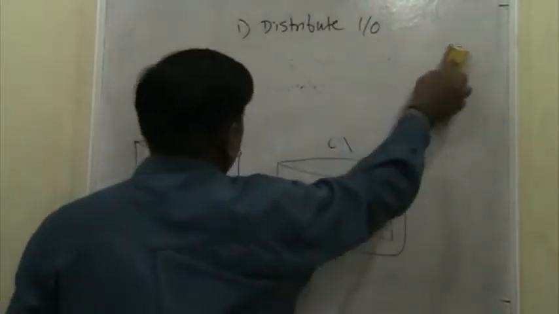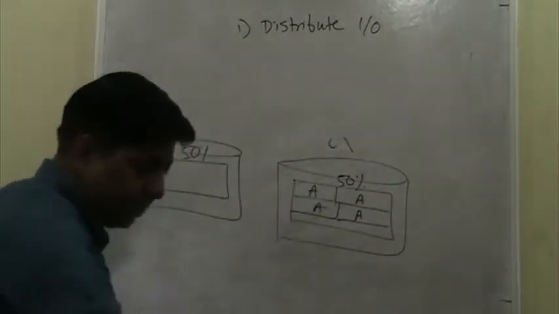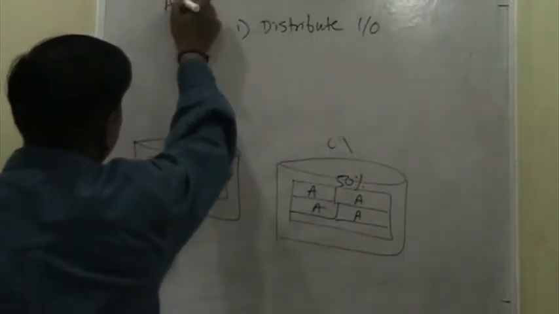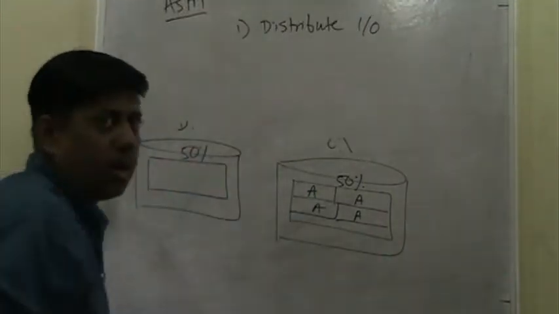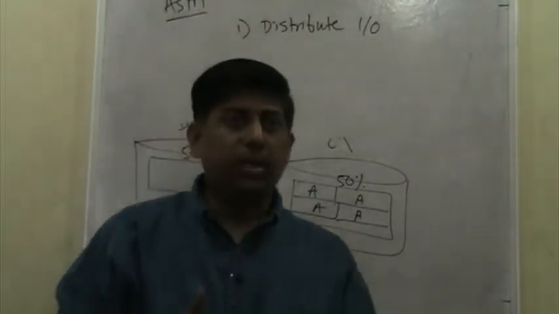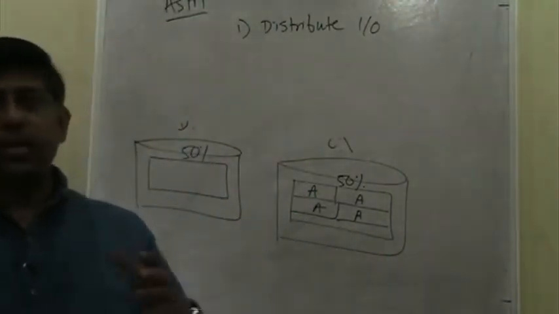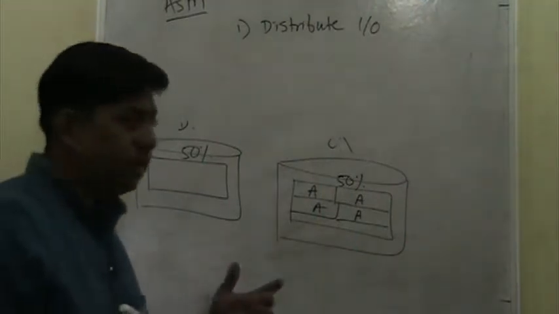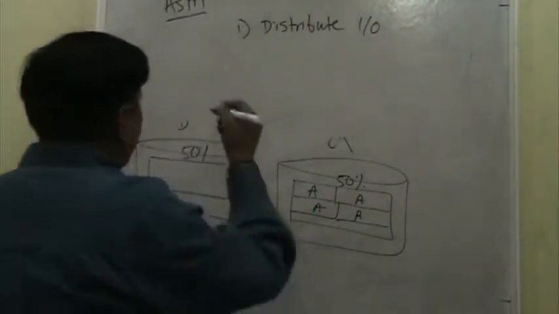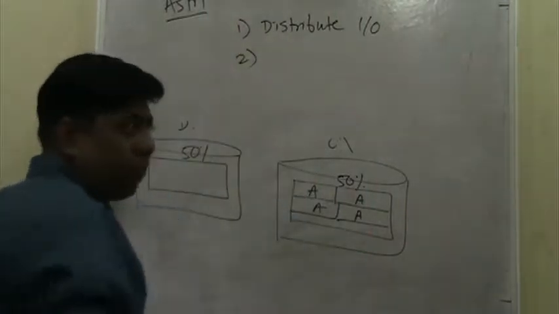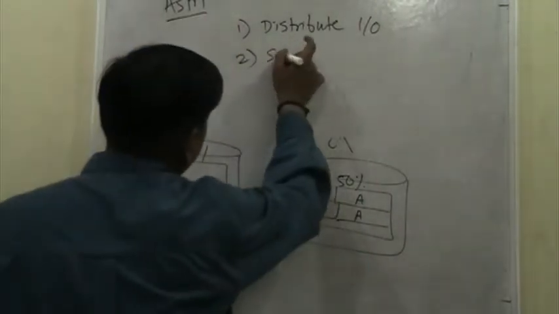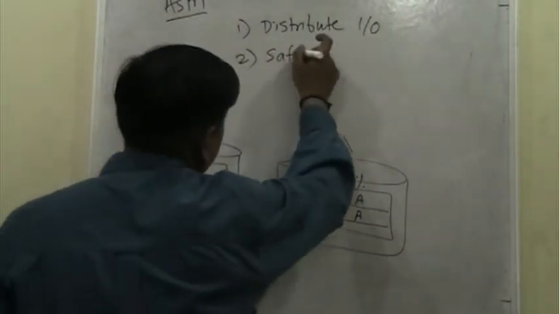So how do we start with ASM? The first thing ASM does is distribute the I/O. So obviously you will need multiple disks, and you need to split your data into multiple disks, and then you will distribute the I/O. So that is number one. And number two that ASM also provides is, I would say, the safety of data.